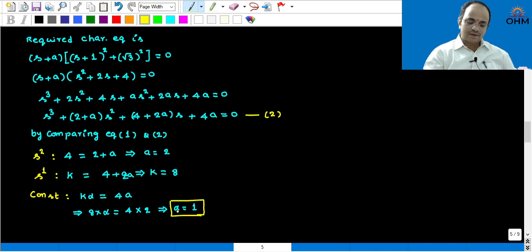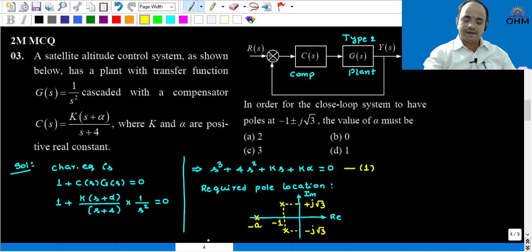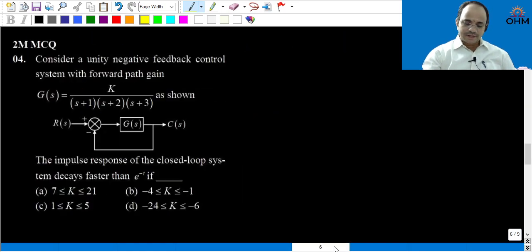So, with this calculation, the correct answer for the given question is option D. It is simply 1. Now, let us go to another problem. This is question number 4 in our video; in the exam, the question number is something else. Now, consider a unity negative feedback control system with forward path gain G of s is equal to k by s plus 1 into s plus 2 into s plus 3 as shown in the figure.